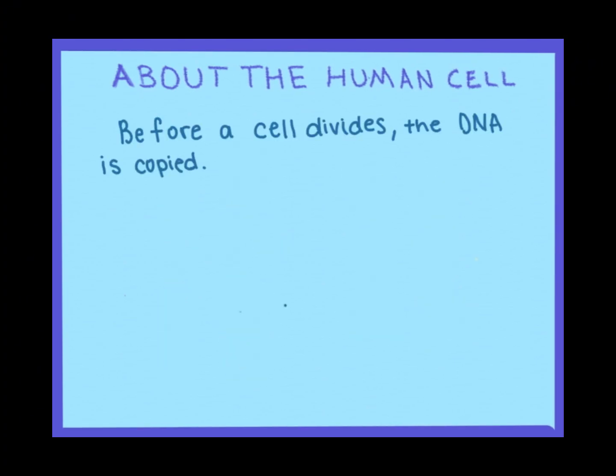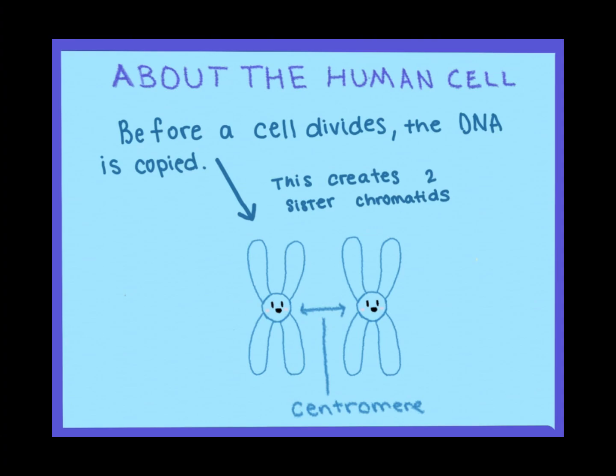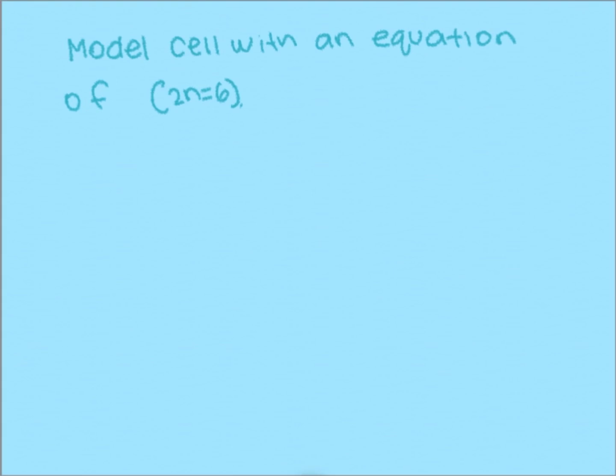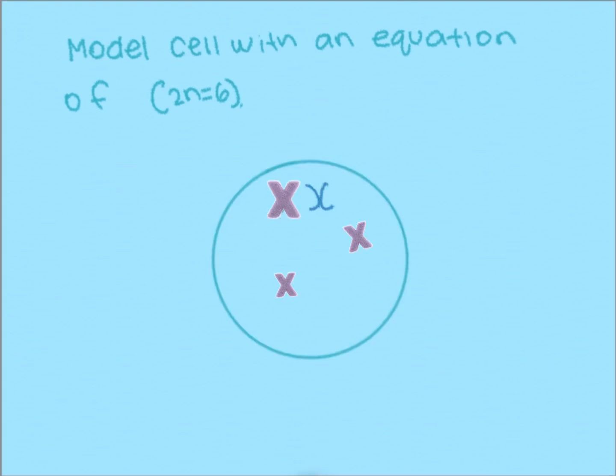Before a cell divides, DNA is copied, creating two identical sister chromatids that are connected together by a centromere. A chromatid is one half of a copied chromosome. When the cell divides, the sister chromatids separate and each becomes an individual chromosome in the new cells. But to make things easier to see today, we are going to look at a model cell with an equation of 2n = 6. This means our cell starts its journey with 6 total chromosomes which travel in 3 matching pairs. To see exactly how this works, let's look at our model.